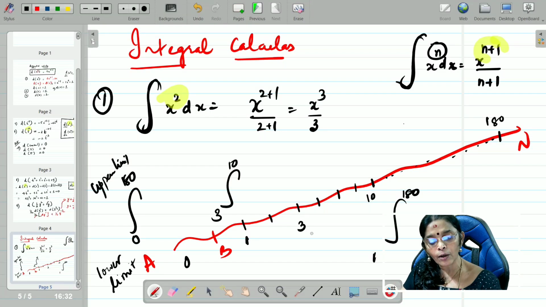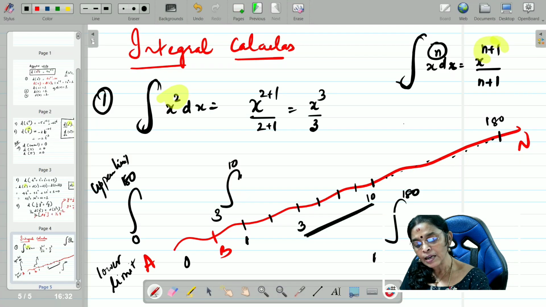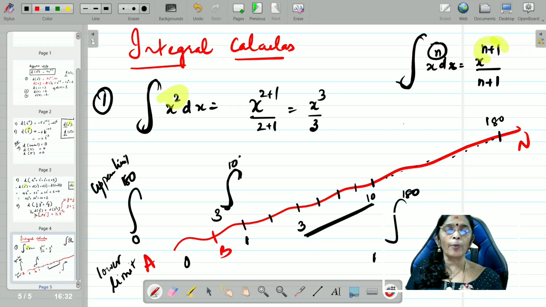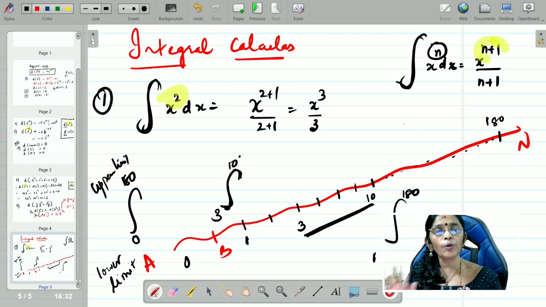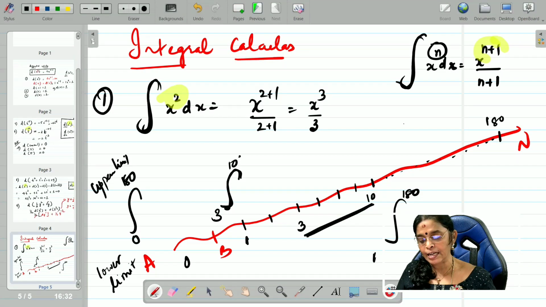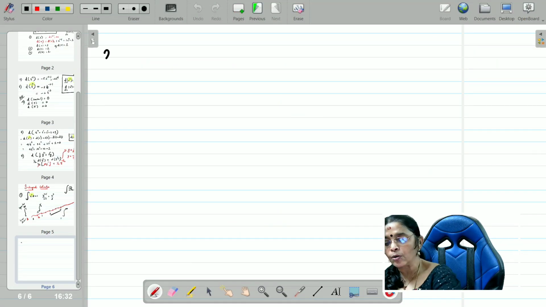But then I don't want to calculate from the 0th part to 180 part. Rather, I wanted to calculate from third part to 10th part. So what to do? You have to write integral of 3 to 10. That means third part to 10th part. Lower limit is called 3 and upper limit is called 10. Do you get it? So that we are going to apply the limits in the next stage. Do you understand, children?